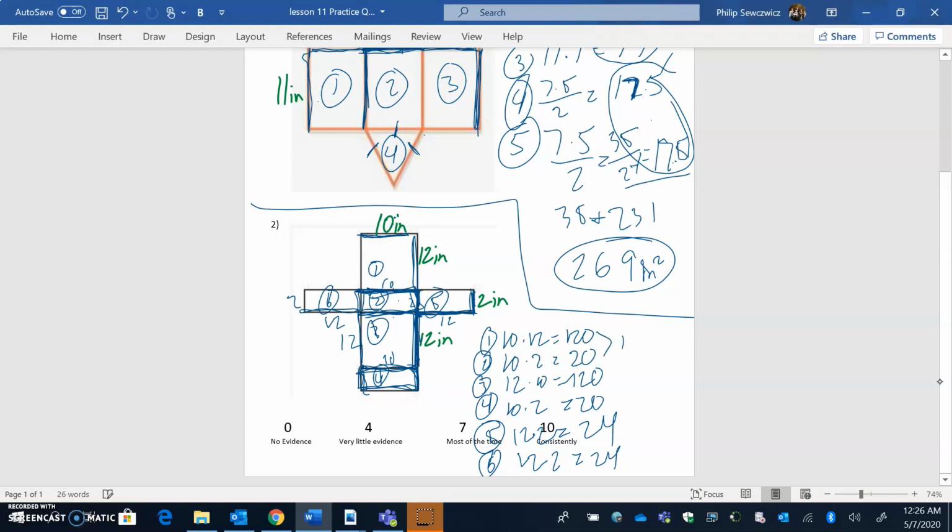All right, so let's add things on up. If I add these guys up, that's a 140. If I add these guys up, that's also 140. Add these guys up, that's 48. So now I can add these guys up. There's an 8, 4, 8, 12. Carry the 1, 328 inches squared.